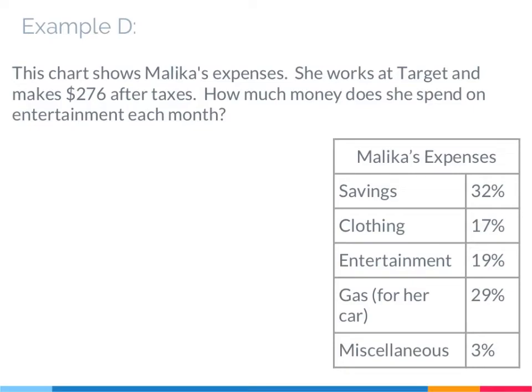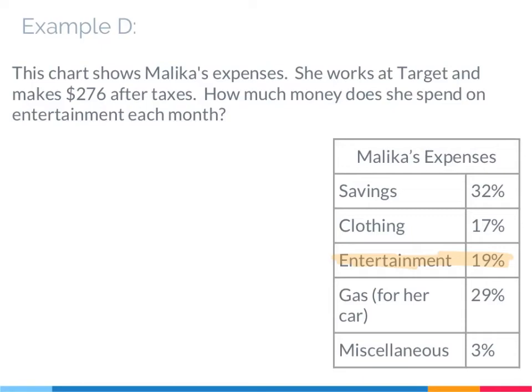So now we need to look at our table and find the information that we need. The problem is asking us how much does she spend on entertainment. So the only thing that we really care about in this table right here is this entertainment at 19%. So now we need to set up a proportion using that information.